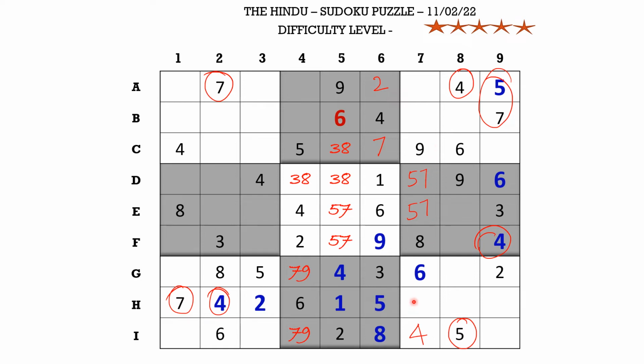Similarly, you have 1 and 2 blocking this cell. So 1 and 2 goes here. There is a 2 here in A row. So A7 takes 1 and B7 takes 2. Now in column 7, the only missing number is 3.